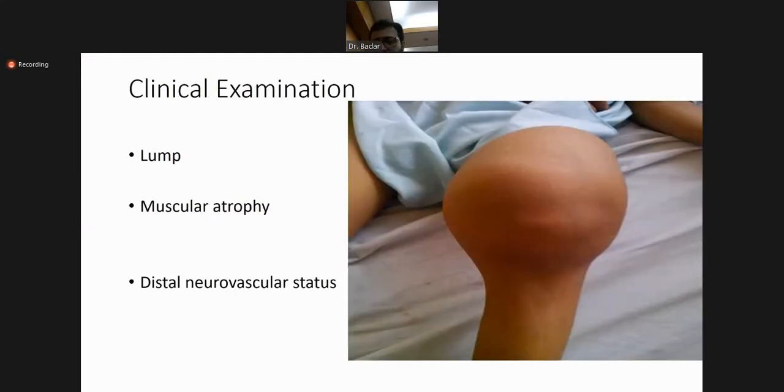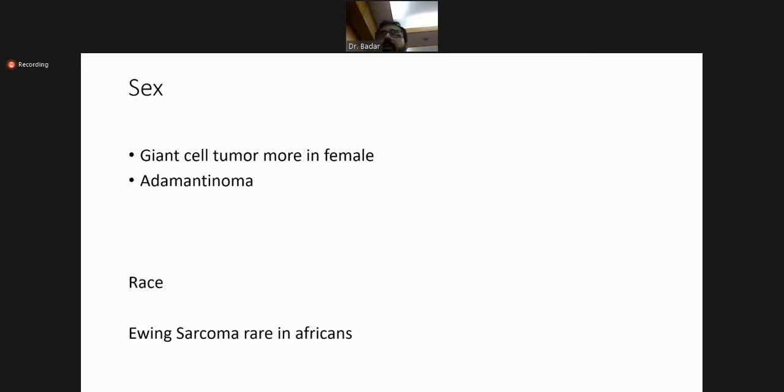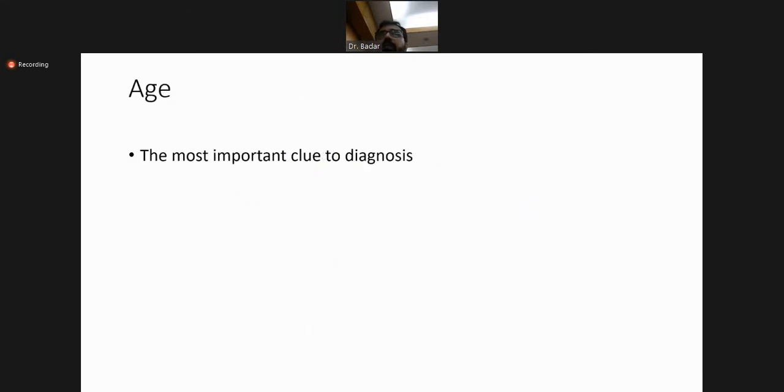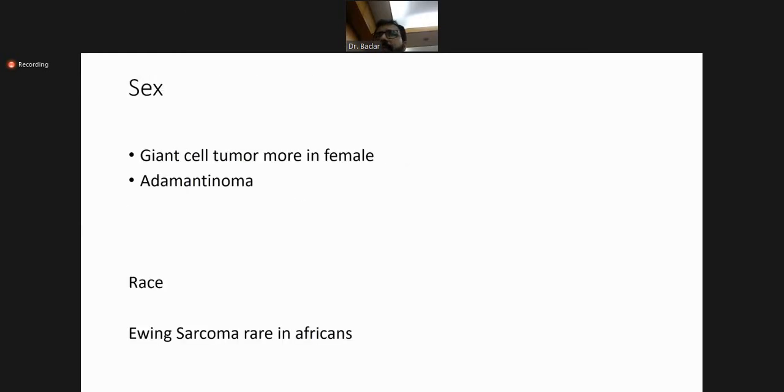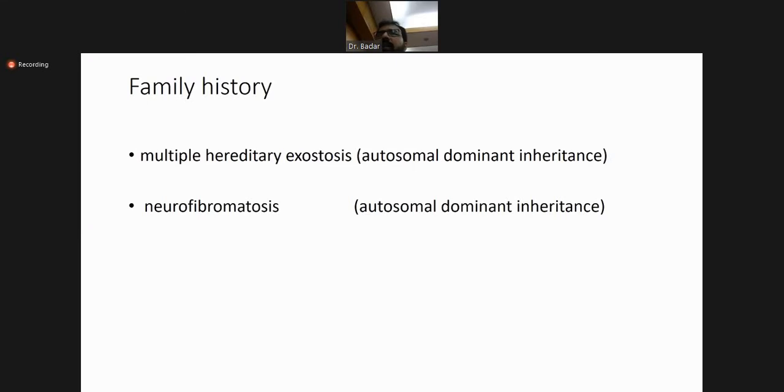So in the history we ask about the key things: age, sex, race, family history, and the presentation. Most likely presentation is the pain. So these are the 5 most important things that will guide you to the basic diagnosis of the tumor.